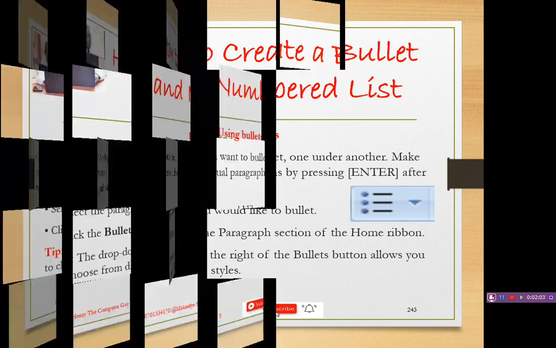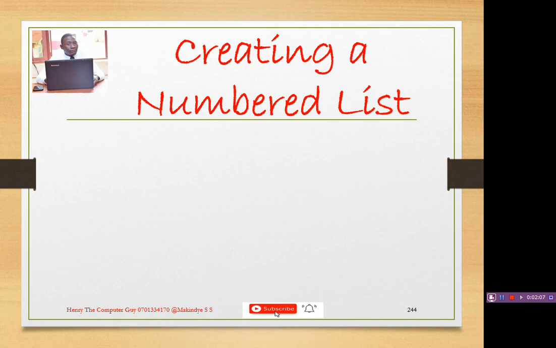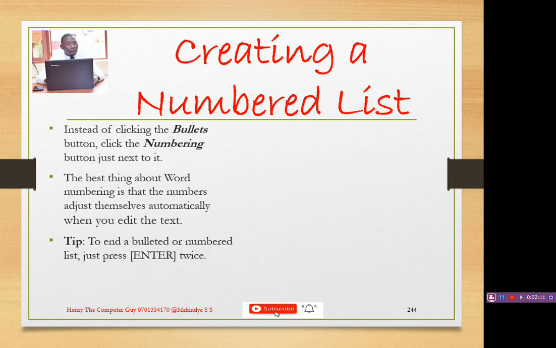So you will be using this arrow to look for other styles of bullets that we have. We continue. And now we are going to look at how we can create the numbered list. Instead of clicking on the bullets button, click the numbering button just next to it. So remember, we are looking at the bullet and the numbering. Instead of using the bullet, you're going to use the numbering button. The best thing about Word numbering is that the numbers adjust themselves automatically when you edit the text. For example, if you had, let's say, 3 numbered items, and in between them you add another, it will be given a number that is in between those numbers. For example, if you had 1 and 2, then in between you create another, it will be given number 2, then the other one is given number 3 automatically.